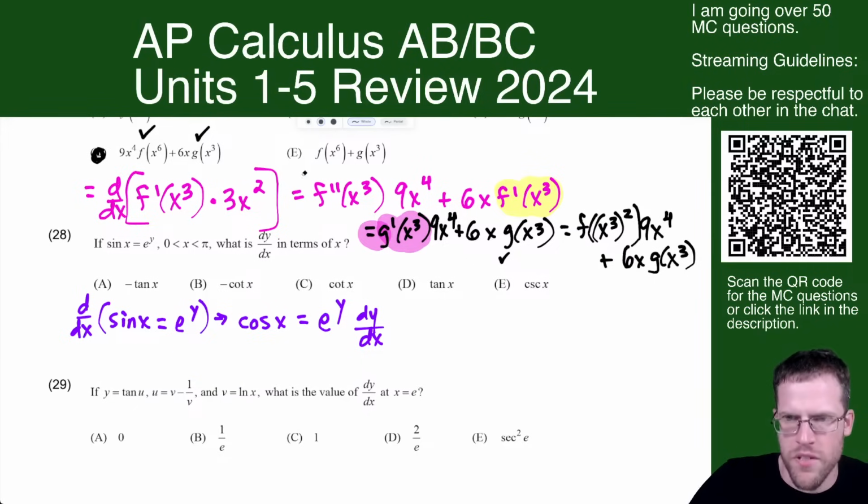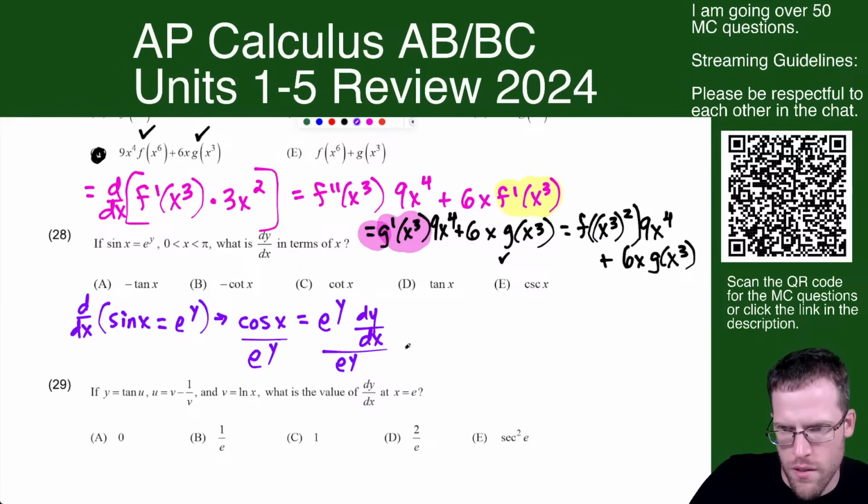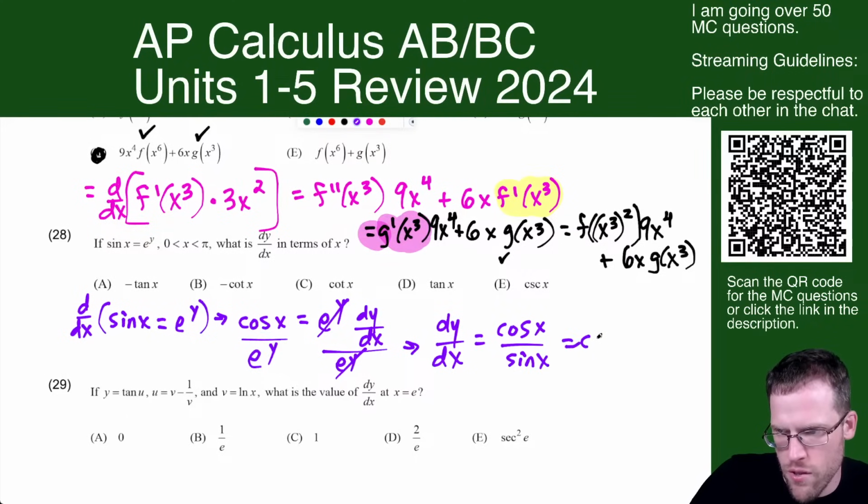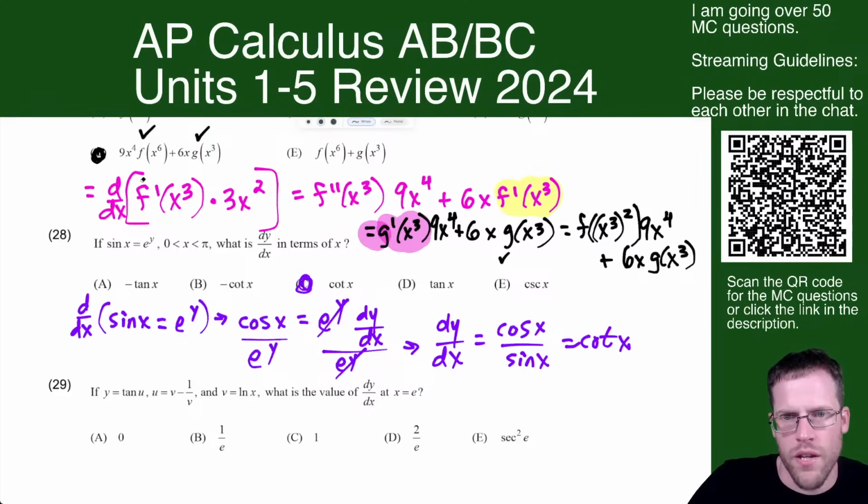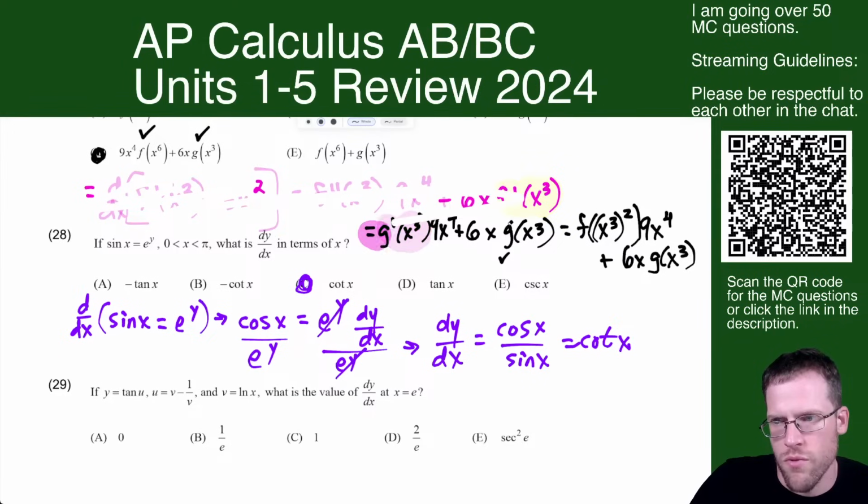And then here we solve for dy dx by dividing by e to the y. But in the beginning, they told us that e to the y is equal to sine x. See that? E to the y is sine x. So I could just make a substitution. And then cosine over sine is cotangent. So this is this. But a cooler way to do this, so I'll get rid of this now. If you want to see it again, just rewind.